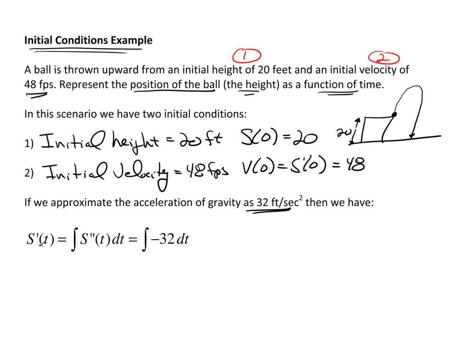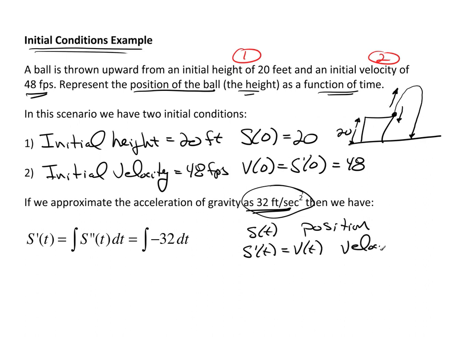s prime of t, the velocity function, equals the antiderivative of the acceleration function. And the acceleration function is going to be negative 32 because the acceleration of gravity is negative 32. Negative because when I launch the ball, it's going up, and the acceleration is working in the opposite direction, going down, hence negative. Now, just as a quick reminder, s of t we think of as the position function. s prime of t equals v of t, which is velocity. s double prime of t, which equals v prime of t, which equals a of t, that's acceleration.